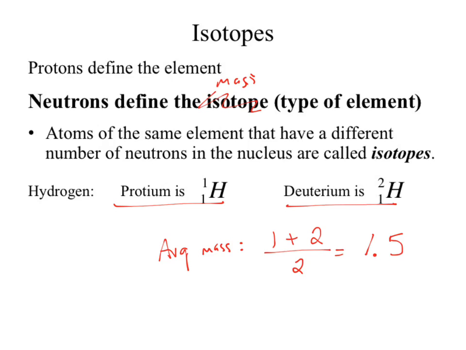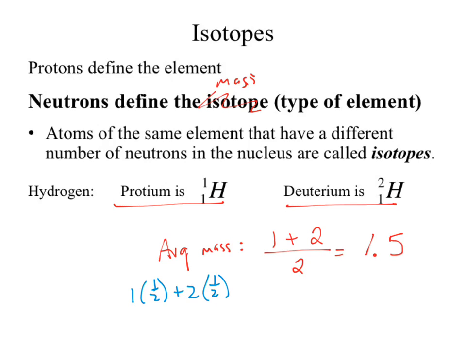Is that the mass of hydrogen reported on our periodic table? No. Why not? This calculation that we just did implies that we have an equal concentration of protium and deuterium. So let's break this calculation down into its individual component parts, which I know is going to look a bit gross, but we're going to do it anyway. We have 1 times 1 over 2 plus 2 times 1 over 2. Everybody see that?